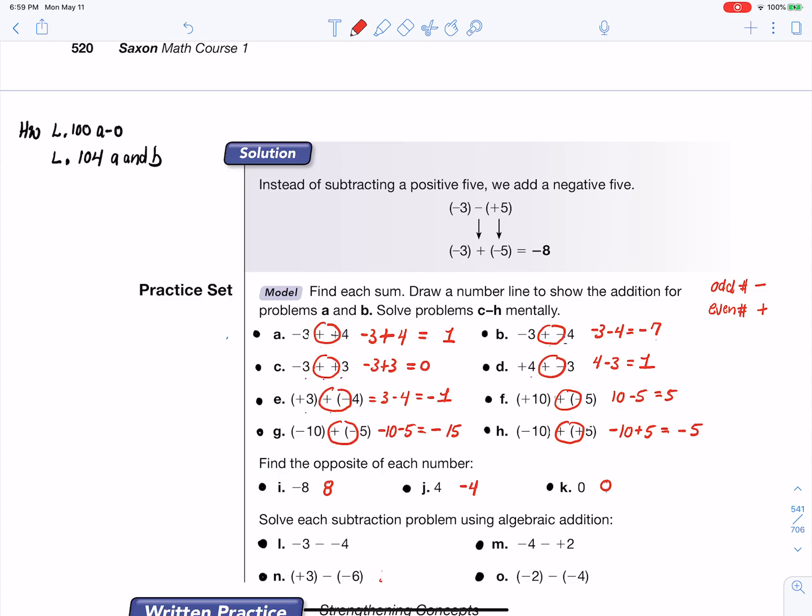For L, it says solve each subtraction problem using algebraic addition. All I want you to do is rewrite it so that you can work it. So I have -3 plus 4 because I have two negatives. That's the same as 4 minus 3, which is 1.